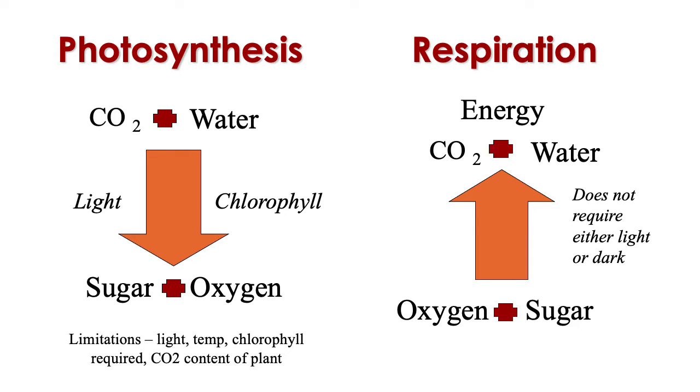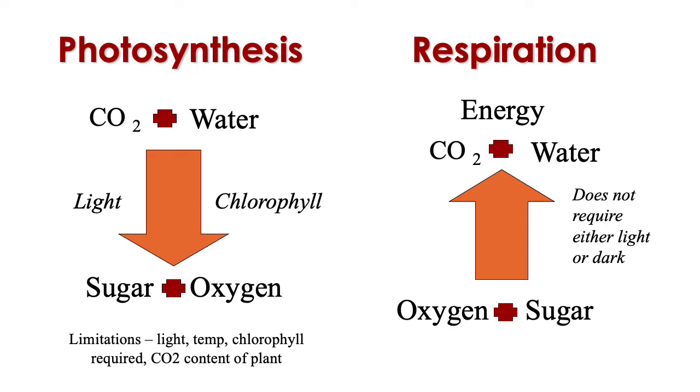So let's start off with photosynthesis. Plants require carbon dioxide and water for photosynthesis to take place. And photosynthesis can only take place when there is light, so it only happens during the daytime in plant tissues that are green, which have chlorophyll. And through photosynthesis, plants are able to create their own sugar or carbohydrates and oxygen, which they release to the environment. So photosynthesis can be limited by certain factors in the environment, such as light.